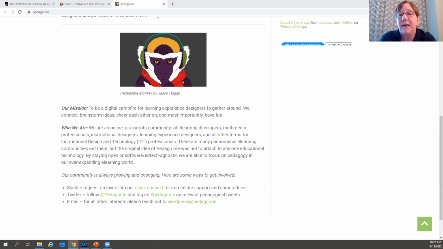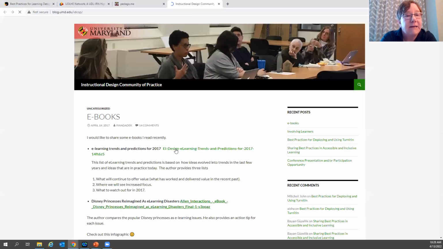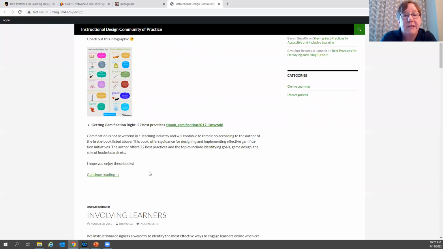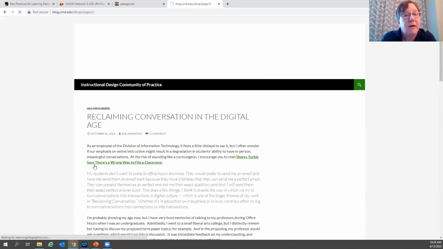And as Jessica says in the chat, Pedagogy Slack is pretty active, so you can always be checking on what's going on there. The University of Maryland one is just similar to the UDHL one. It's an information sharing model. It's essentially a blog that you can check in and see what's going on with their blog and within their organization at any time. I'm not sure who writes all the blog posts. It looks like various members write it, but they've got some great posts there that you can look at and read and respond to. So that's another model that we looked at.